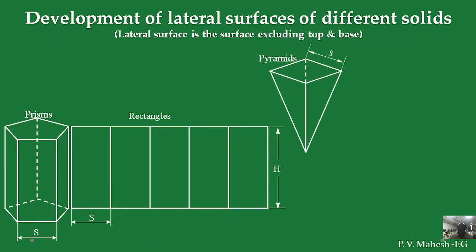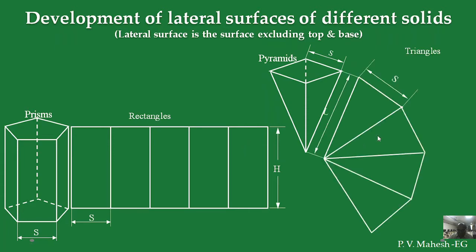Similarly, for pyramids, here because the base is a square, we have 4 triangles. Now if I place the 4 triangles side by side in a similar fashion, then we will get the development of this pyramid.